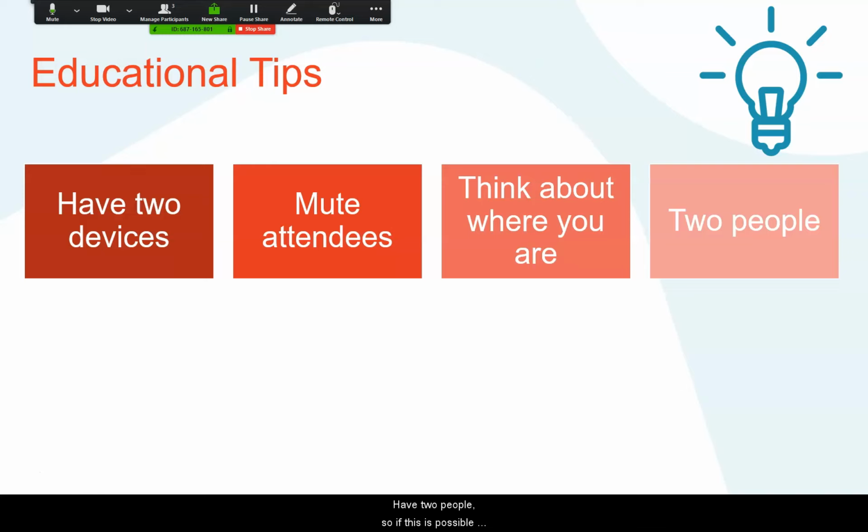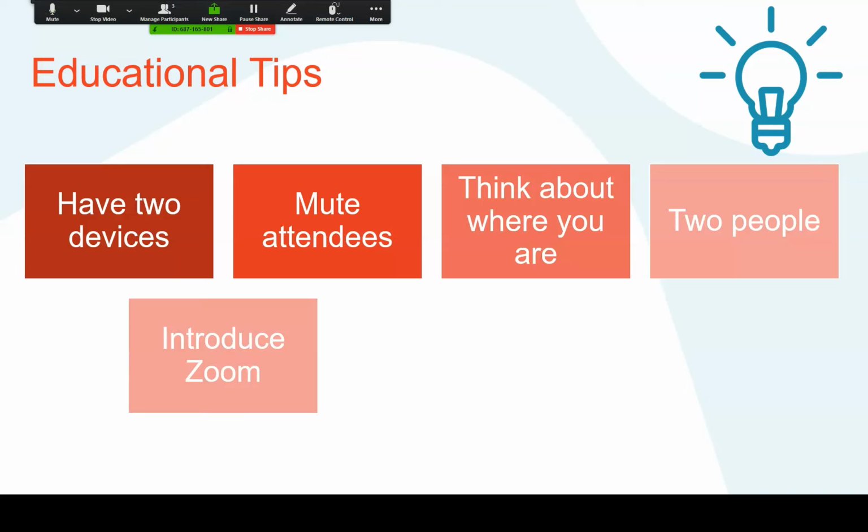Have two people. So if this is possible, particularly from an internal delivery perspective where there is the number of staff there, if you can do so, have two people on that delivery. Have one who is talking and sharing screens, have another who is checking that chat box and answering any questions or flagging them for later on.